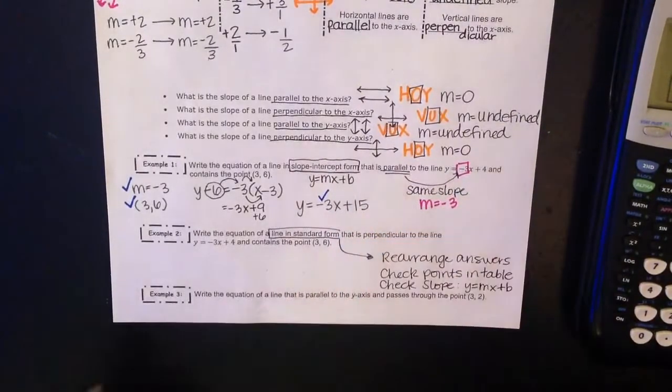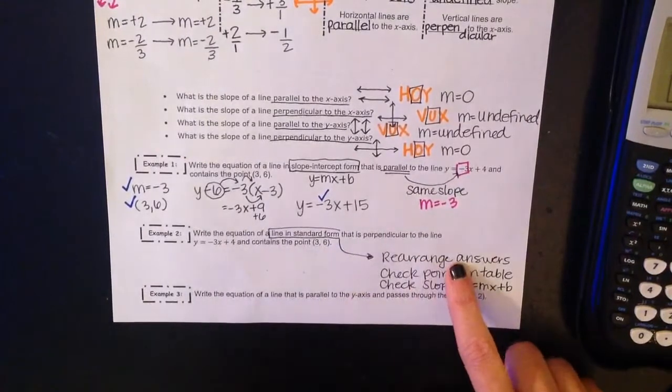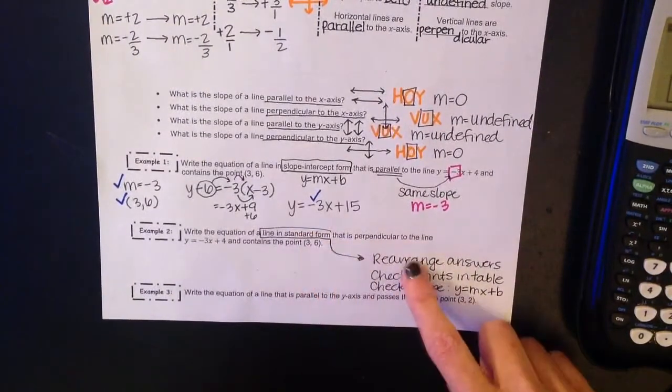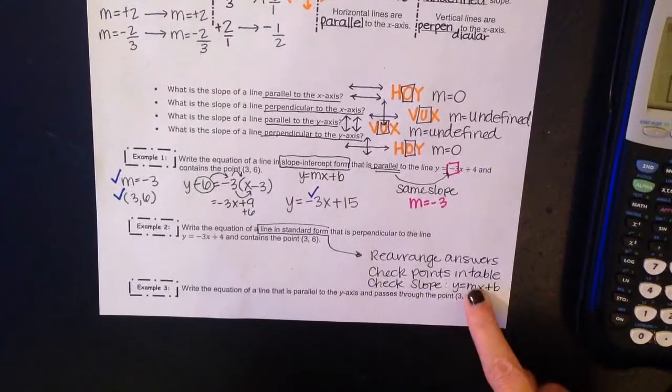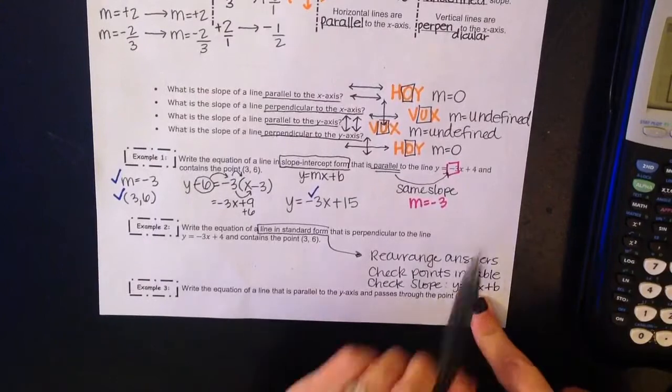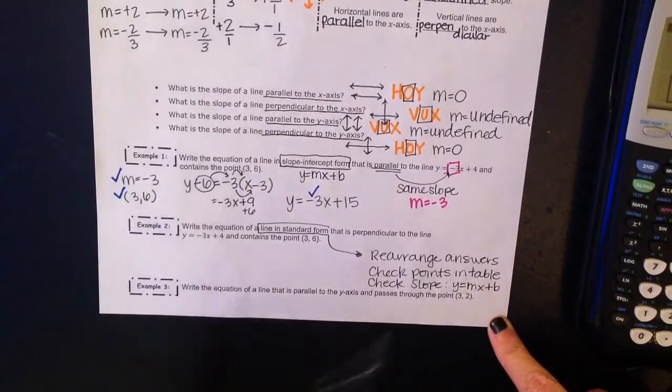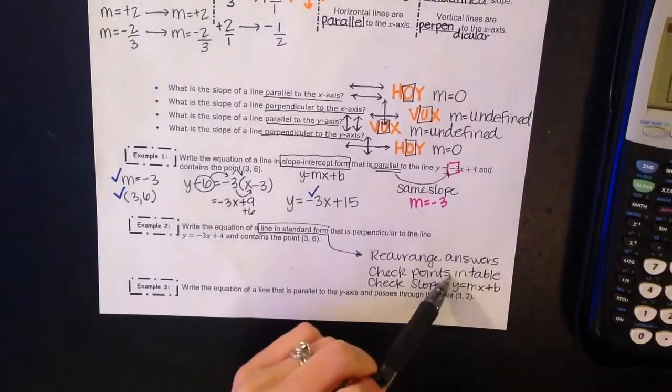Okay, so what you want to do is, your answer choices are probably going to be in standard form. So you're going to have to rearrange those answer choices. All 4 equations need to be arranged to slope intercept, y equals mx plus b form. Then you'll know your slope. Then you'll be able to check any points they give you in the table.